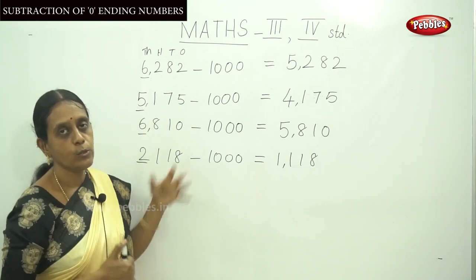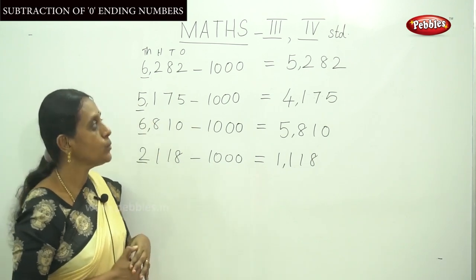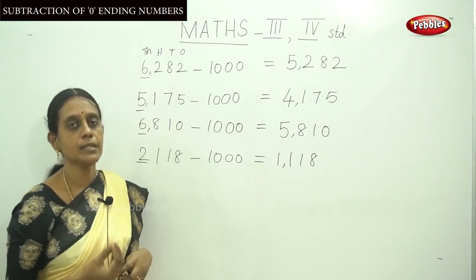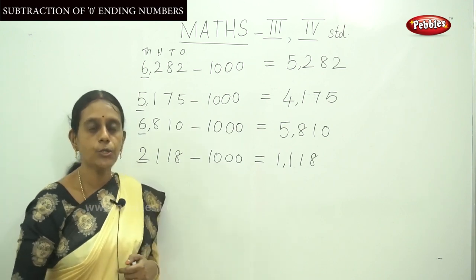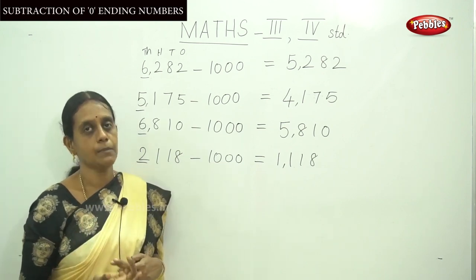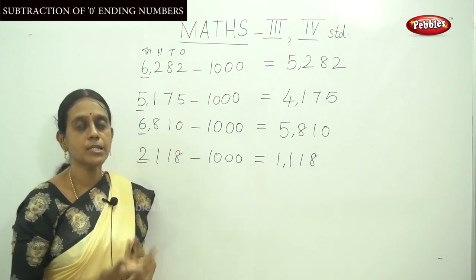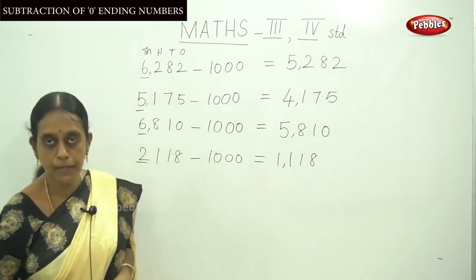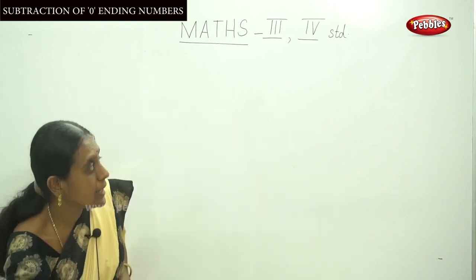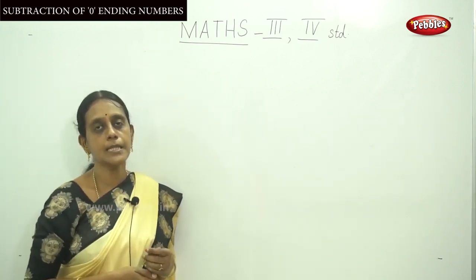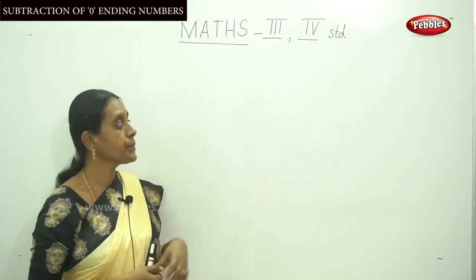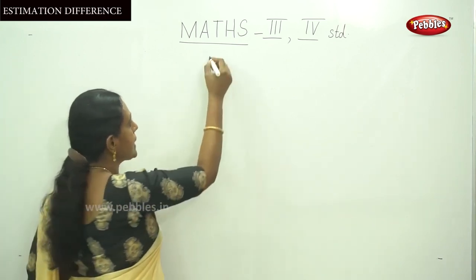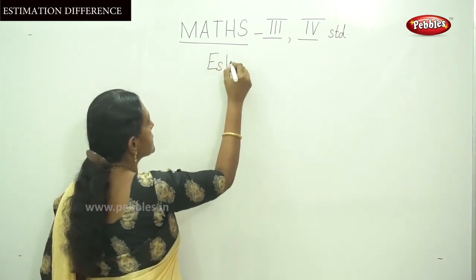So this is a simple way to subtract tens, 100 and 1000 from the minuend. Okay, let me do next estimating the difference. As we learnt in our addition topic, estimation of sums, here we are going to do estimation of differences. Let me recap our rounding of numbers, nearest to 10, nearest to 100 and nearest to 1000. Now we are going to do estimation of differences.